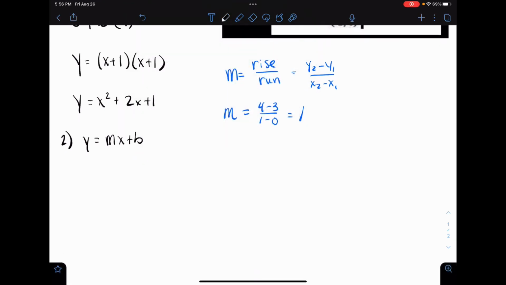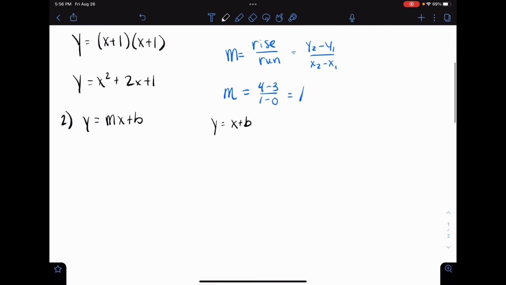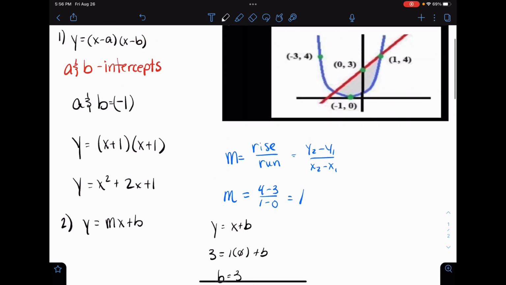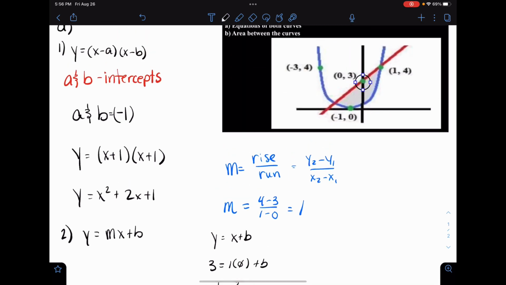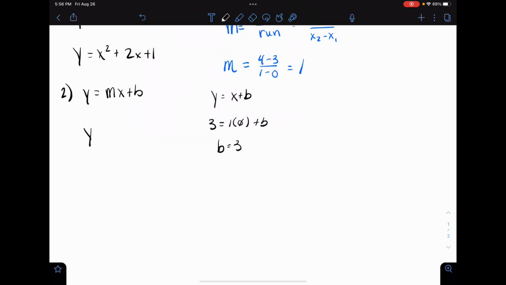If we then plug that in, we're going to have y equals x plus b. And then if we plug in one set of our numbers, we're going to have 3 equals 1 times 0 plus b, so b equals 3, which makes sense because b is the y-intercept, which is just where we intersect the y-axis, which we can see is at 3 either way. So our equation is y equals x plus 3. And these are our two answers to part A of this problem.